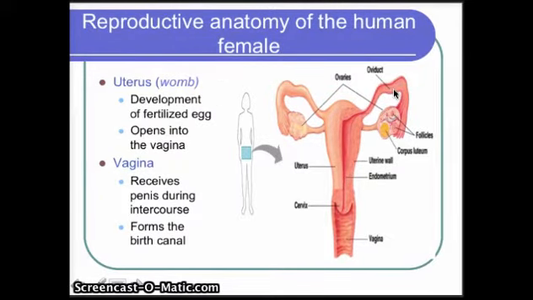In the human female, there's also the uterus, or the womb. This is where the development of a fertilized egg occurs. It opens into the vagina. The vagina receives the penis during intercourse. It also forms the birth canal, where babies during a vaginal birth are born.